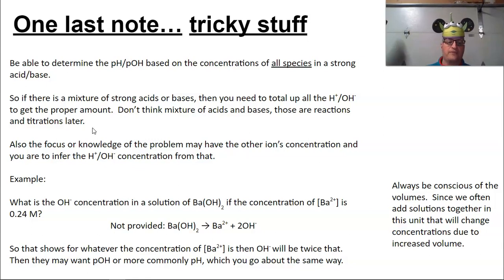Much more math. You also want to have the knowledge that the problem may have other ions' concentrations that you need to infer. Much like if I give my example down here, they may give you information about the barium ion, but you need to infer what this is and maybe what the pH and pOH are. So they most commonly want pH, but of course there are always going to be questions about what the pOH of this is.